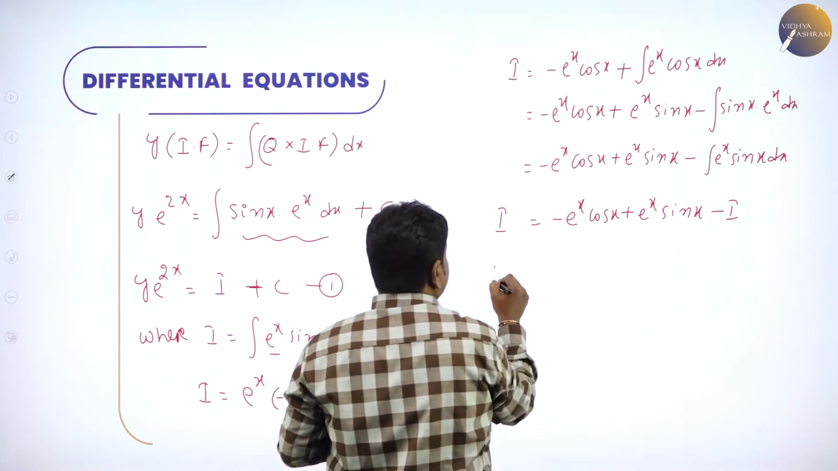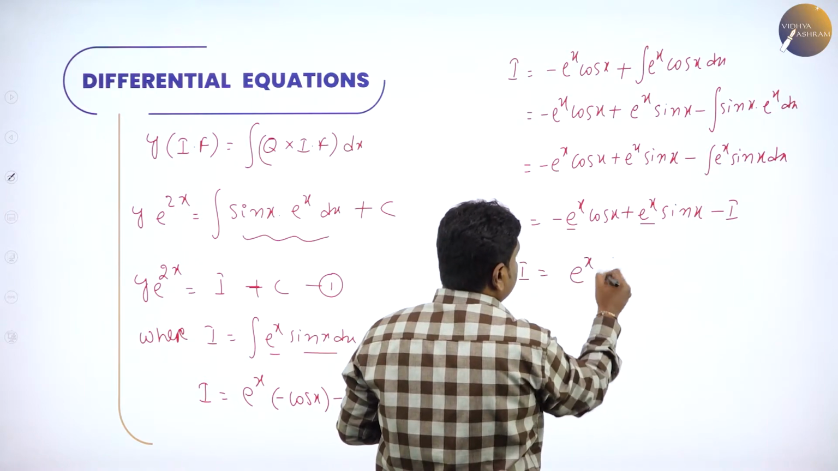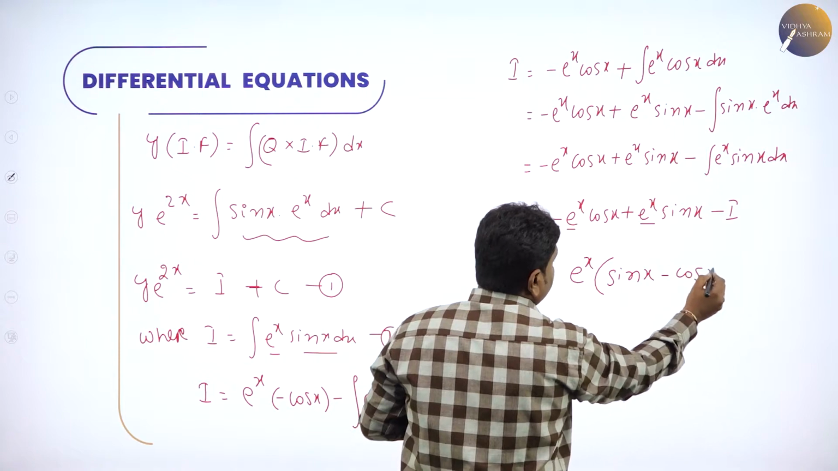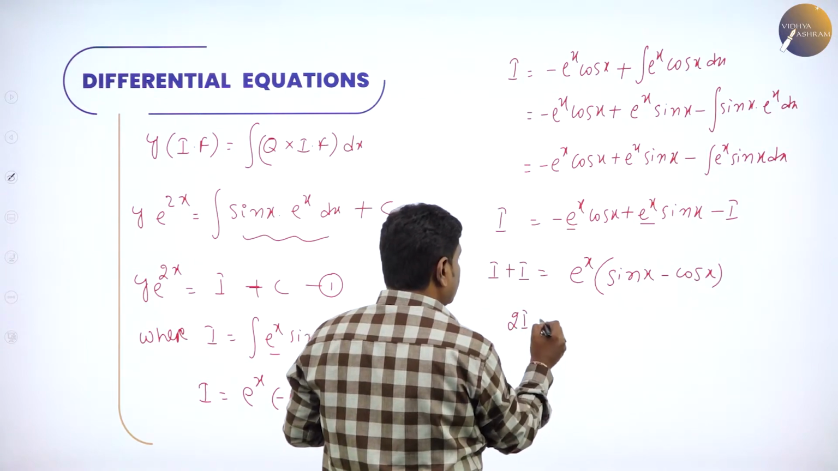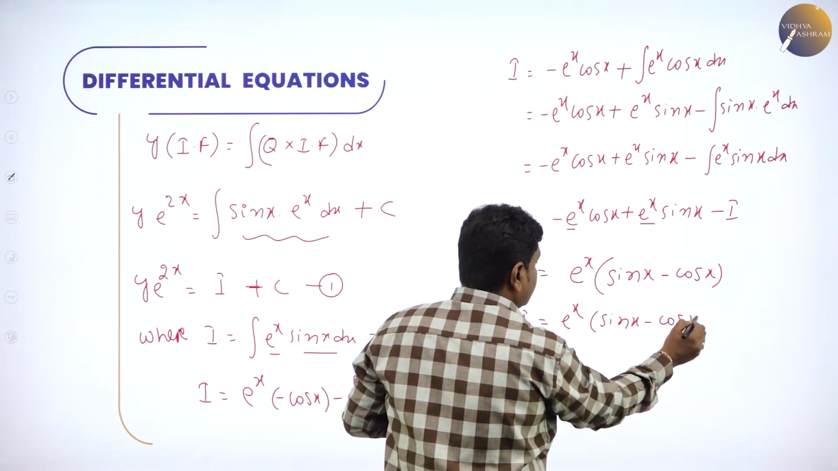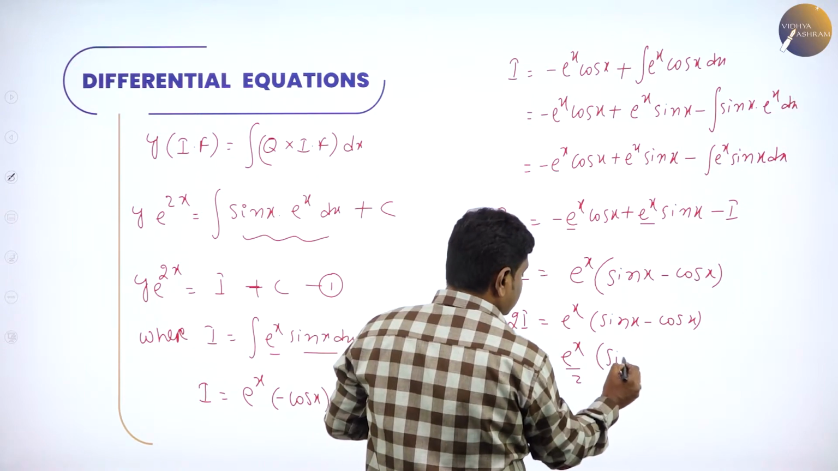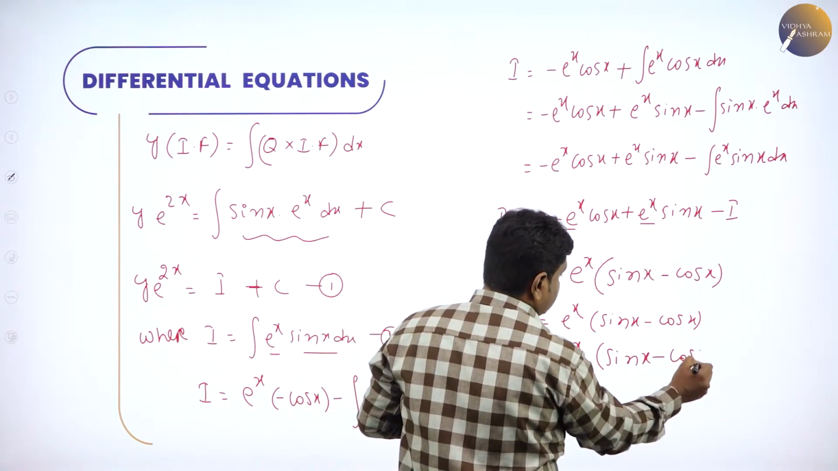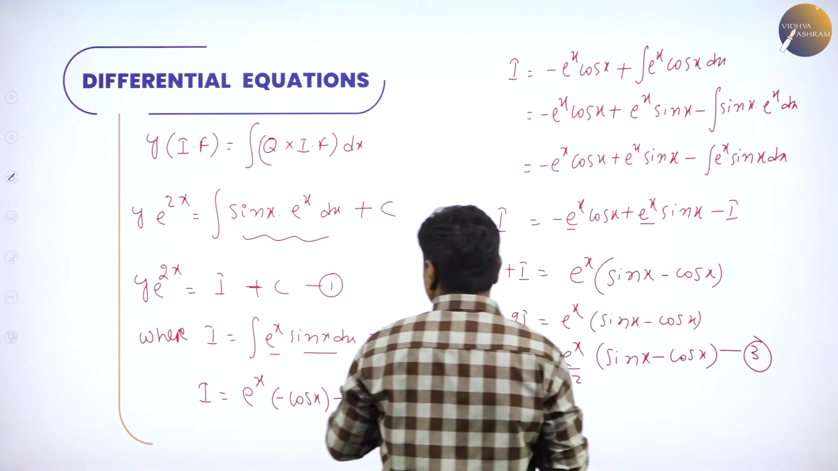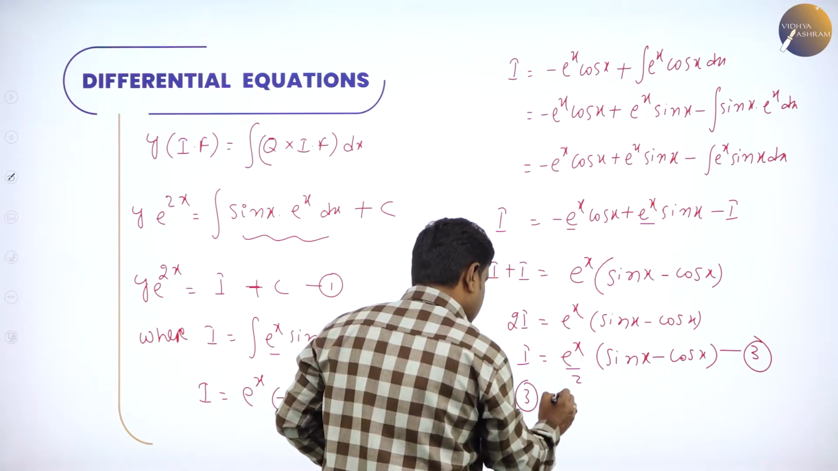Bring minus I to this side: I plus I is equal to, in these two terms take e^x common. So e^x, if I take common, sin x positive first I'll write, then minus cos x. Then 2I is equal to e^x (sin x minus cos x). Now I need I, which is e^x by 2 (sin x minus cos x). Call it equation 3. Now substitute equation 3 in 1. Put 3 in 1, that is your solution.